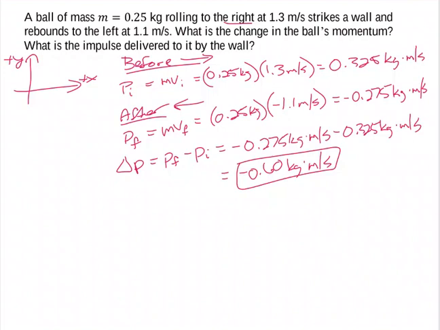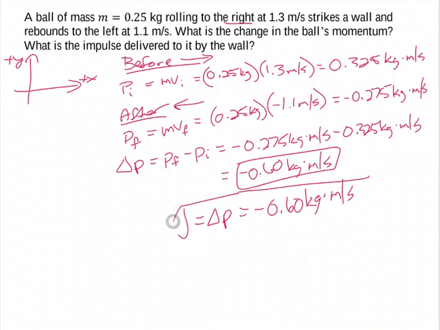Now, the second question, what is the impulse delivered to it by the wall? Well, impulse is negative 0.6. Because what is impulse? It's that: J equals delta P, which equals negative 0.60 kilograms meters per second. They're the same thing.